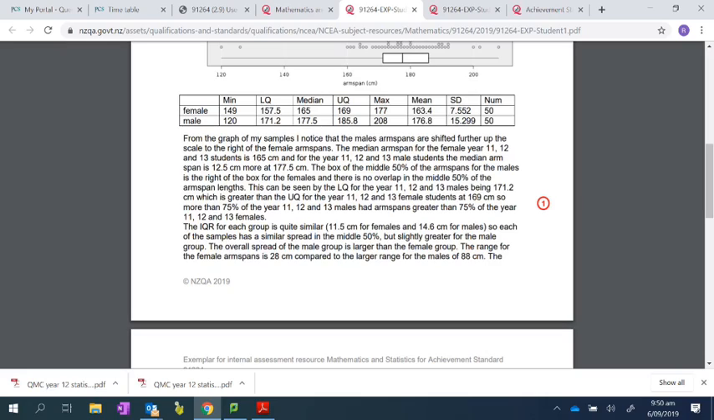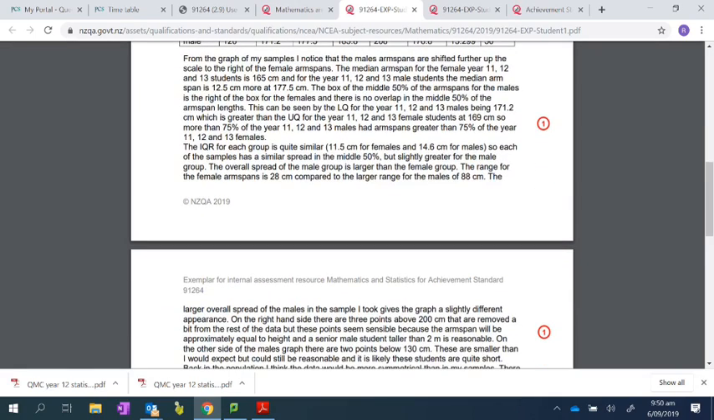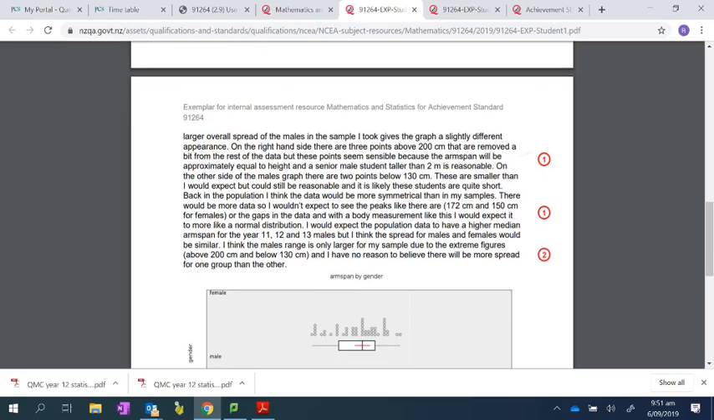Then she put in the chart of all of the significant data points, right? Minimums, the lower quartile, the median, the upper quartile, the maximums, the mean, standard deviation, and the number of people studied. All of that data can be pulled straight from New Zealand Grapher, NZ Grapher, or your graphing calculator. Okay? But you need to know what each one means, but you won't have to calculate every one of those. Okay? Then from the graph, she talks about what she noticed. Quite a good long explanation, right?